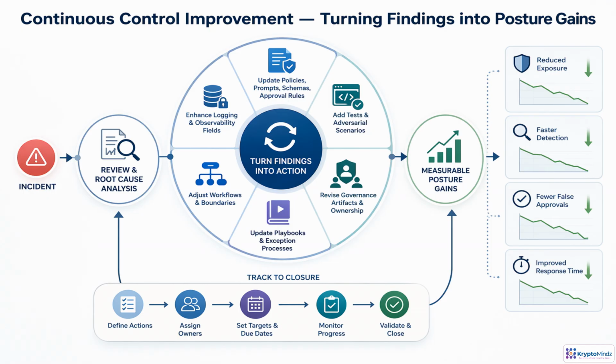Governance needs the same follow-through. Update risk registers, owners, exceptions, and playbooks. Finally, manage every improvement like accountable work. Assign an owner, set a due date, monitor progress, and validate closure against outcomes: less exposure, faster detection, fewer false approvals, and better response time.